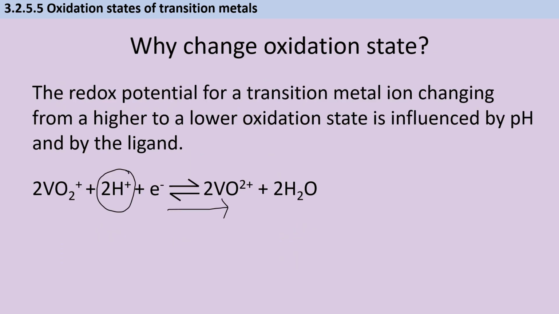If you're wondering why transition metals exist in different oxidation states at different times and there isn't a single most stable version, it depends on the conditions they're in and also the ligands they're bonded to. So in general, acidic conditions favour reduction and alkaline conditions favour oxidation because they're going to affect the position of the equilibrium.